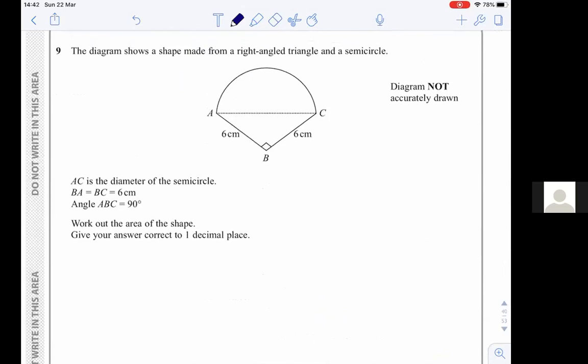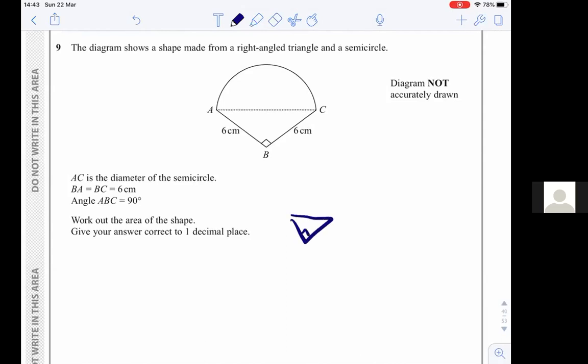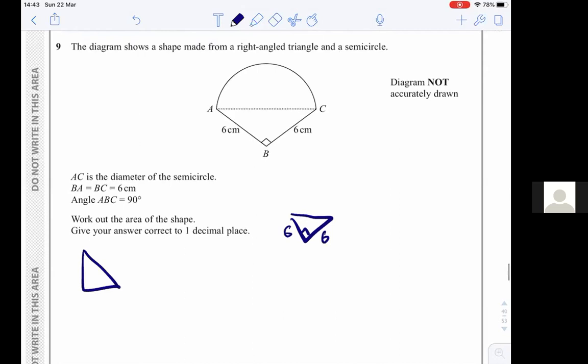Okay, question 9. We're looking to work out the area of this shape. It's made from a triangle and a semicircle. So first off, let's have a look at this triangle. It's on its side with a right angle here, 6 and 6. One of those can be your base, one of those can be your height if you think about it on its side like this, 6 and 6. And the area of that's going to be a half times the base, 6 times the height, which is 18.